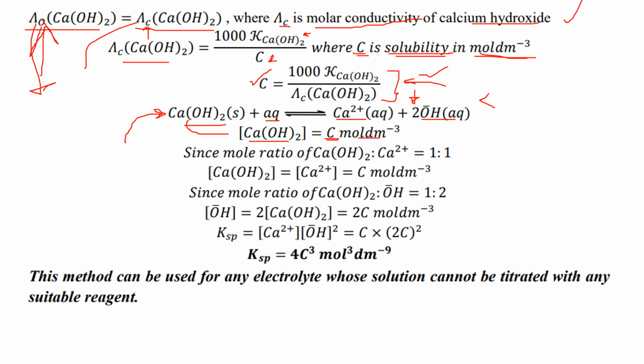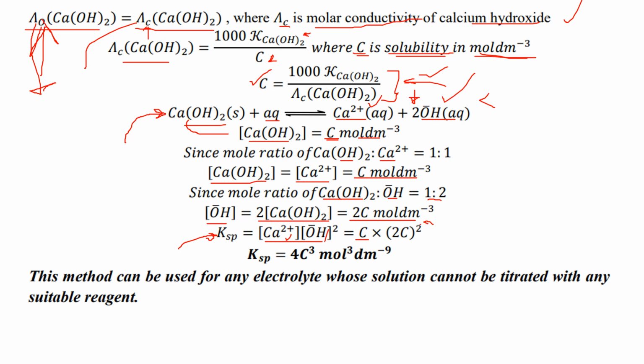Now we consider the mole ratio to determine the molar concentration of both our hydroxide and our calcium ions. Since the mole ratio is 1:1 between calcium hydroxide and calcium ions, the molar concentration of calcium ions is going to be equal to C moles per decimeter cubed. And then since the mole ratio between calcium hydroxide and hydroxide ion is 1:2, just like explained earlier, the molar concentration of the hydroxide ion is going to be twice the molar concentration of calcium hydroxide, which is equal to 2C moles per decimeter cubed. And therefore the solubility product of calcium hydroxide is going to be denoted by the molar concentration of the ions present in calcium hydroxide raised to their appropriate powers. So the molar concentration of calcium times the molar concentration of hydroxide squared. Now substituting, you're going to have C times 2C, but this 2C is raised to power 2.